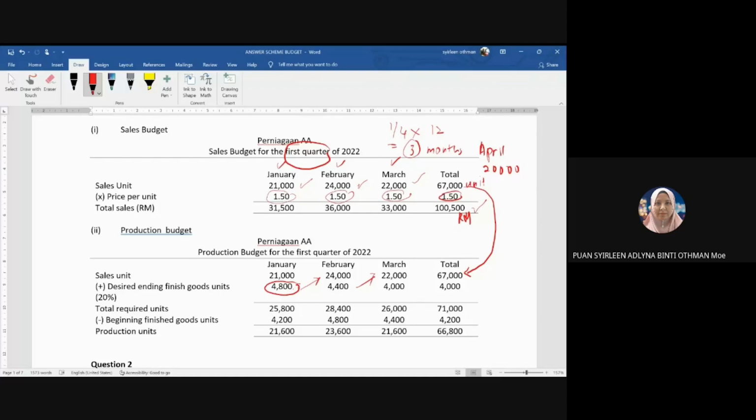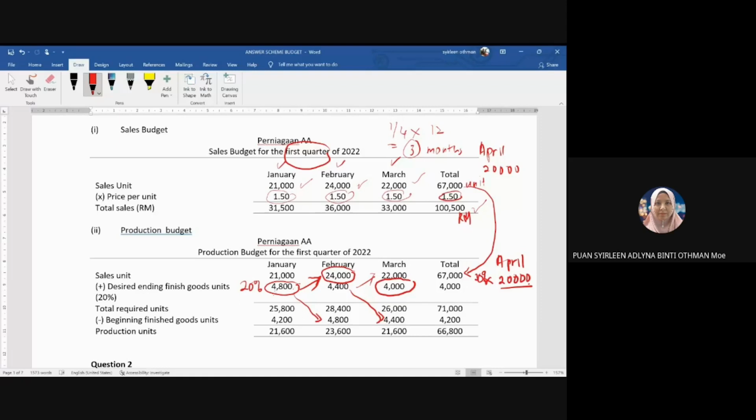The ending inventory policy is 20% of next month's projected sales. For February, projected sales is 24,000, so the ending inventory is 4,800, which is 20% of 24,000. It's easy. For March, I got it from the 4,000 because we have April: April projected sales is 20,000, so you take 20% of 20,000 and you get the value for March. The ending inventory automatically becomes the beginning inventory for the next month.